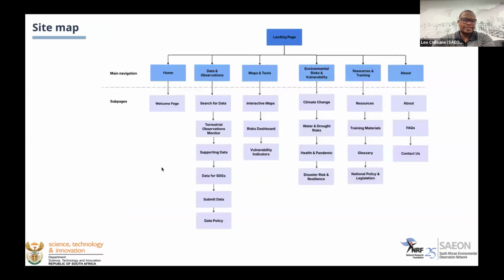And then because of time, I couldn't highlight the full platform. So this just provides a sitemap. But if you go to the links that will be shared in this presentation, basically information is organized into data and observations, including SAONs, the maps and tools. And then we do environmental risk and vulnerability profiles, provide training materials and resources, as well as contextual information on national legislation.